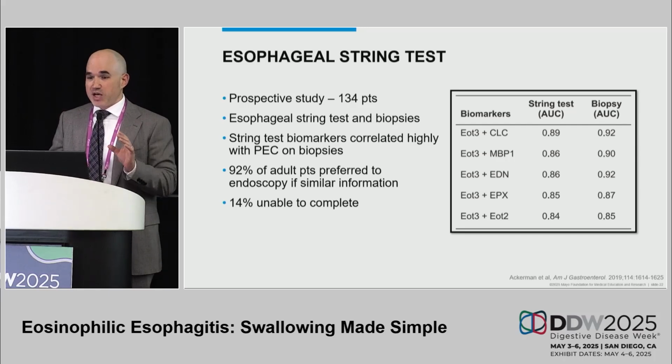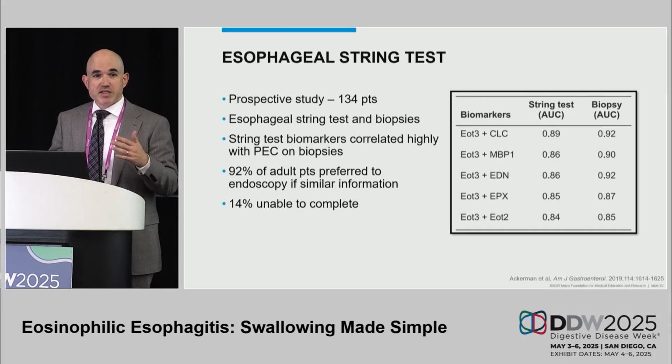Importantly, about 14% were unable to complete the test. And then, of course, this does not give us any endoscopic features of the disease, things like strictures and things we'd want to know about. So that's an important limitation, but I do think this is an important thing to be aware of and something that may become more mainstream at some point.